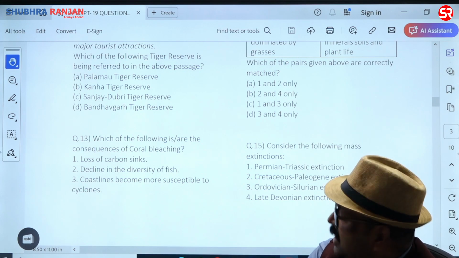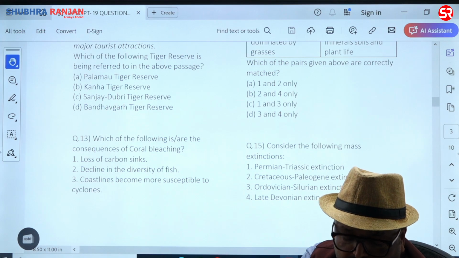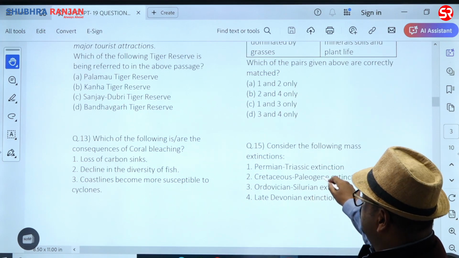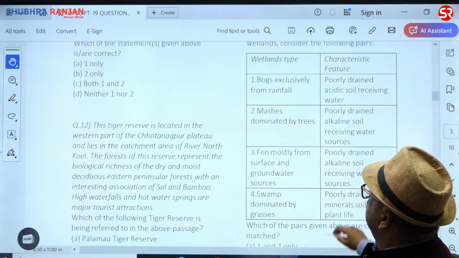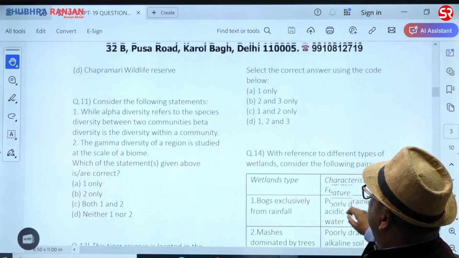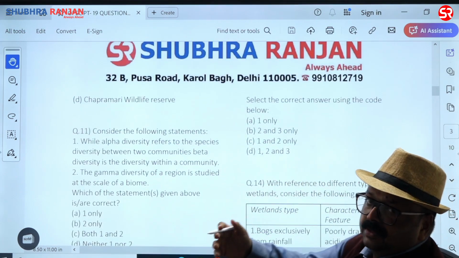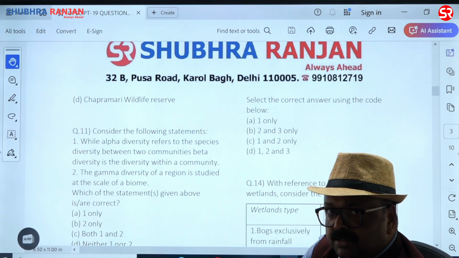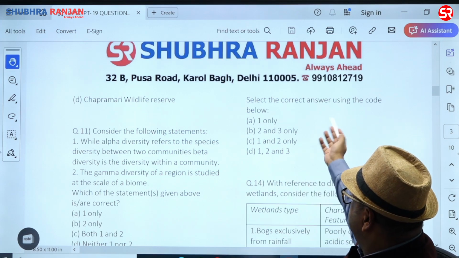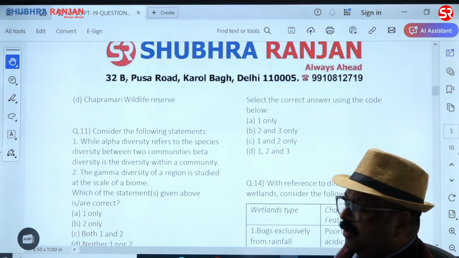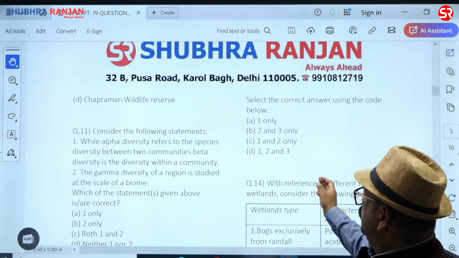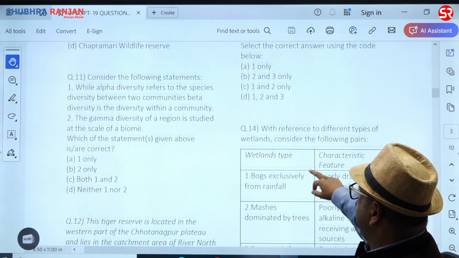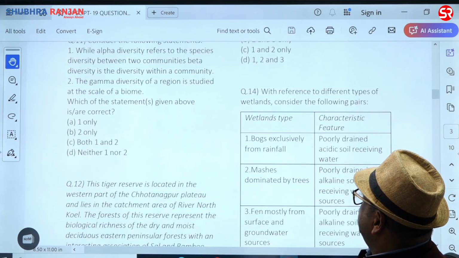Coastline becomes more susceptible to cyclone. If this is the case, what happened? The structures which are created by them are also going to decline, and in that situation, what happened? The barrier reef or the fringing reef is going to be eroded from there. So obviously it can cause a massive destruction from the water surge. So 1, 2, 3 all are going to be correct. D, delta is going to be the right answer.